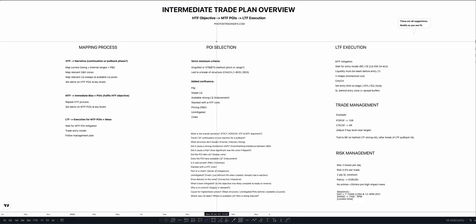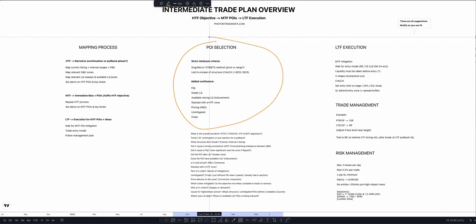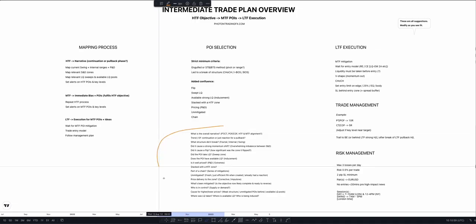Okay, so that's just a very run and gun idea of how you want to be thinking about your POIs. But if you want to go into a lot more detail, these are the questions you really need to be asking yourself. Whenever we say building the narrative, what is the story? This is the art of POI selection. We don't just want to go, okay, I've found an engulfed candle that led to a break of structure, so I have my demand zone, and that's it. So now as soon as price comes in there, I'm going to look for my lower time frame execution model, right? No, you need to be doing all of this.